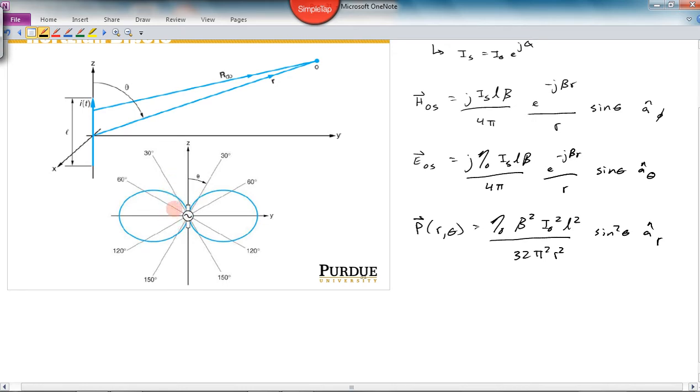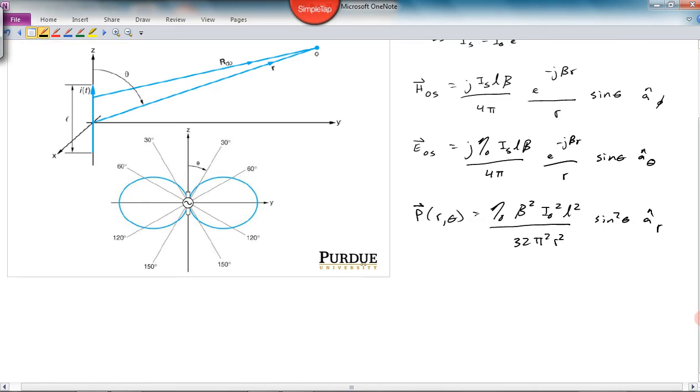What we would see is that the 3D radiation pattern would be formed if we just rotate this around the center axis Z, and it would form a toroid or some sort of donut shape. Looking at the power equation, we can see that the maximum value of power is going to occur when this function is equal to 1, which occurs when theta is equal to 90 degrees, which we can see from the antenna pattern plotted here.